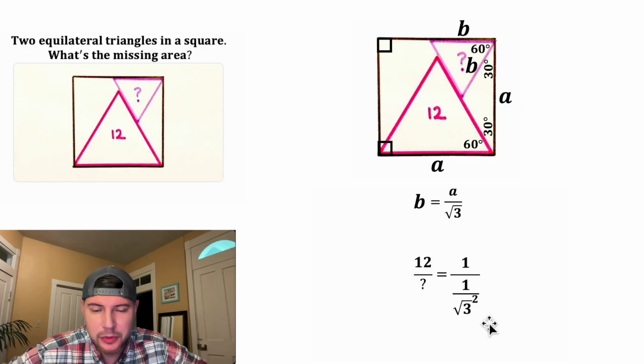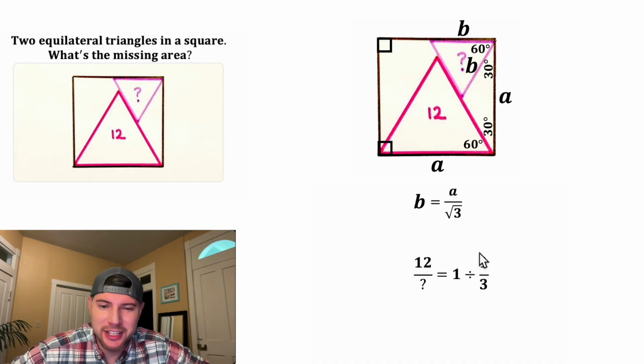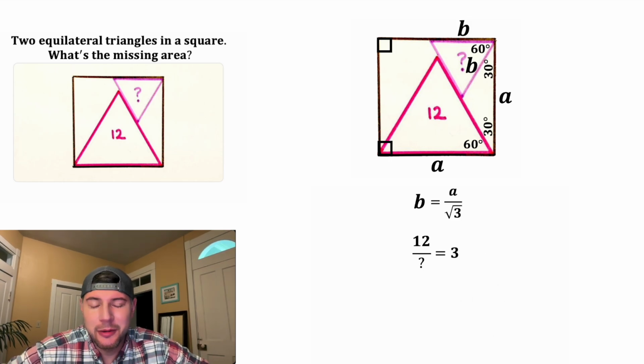And the square root of 3 squared is equal to 3. Now we have 1 divided by 1/3. Anytime you divide by a fraction, that's the same thing as multiplying by the reciprocal. So 1 divided by 1/3 is the same thing as multiplying by 3. And 1 times 3 is 3. So now we have 12 over question mark is equal to 3.